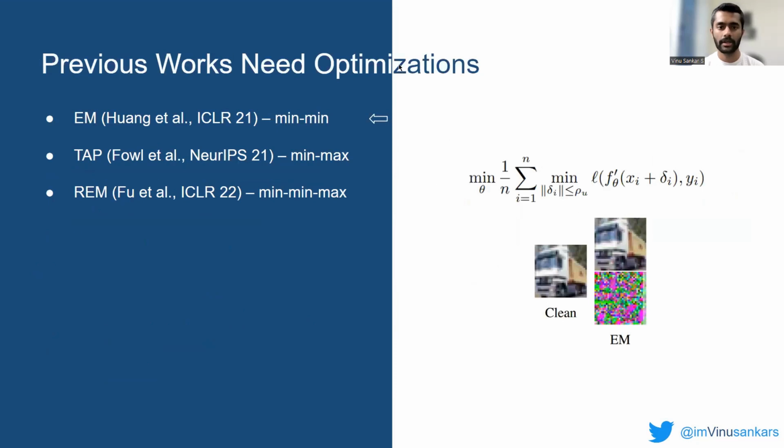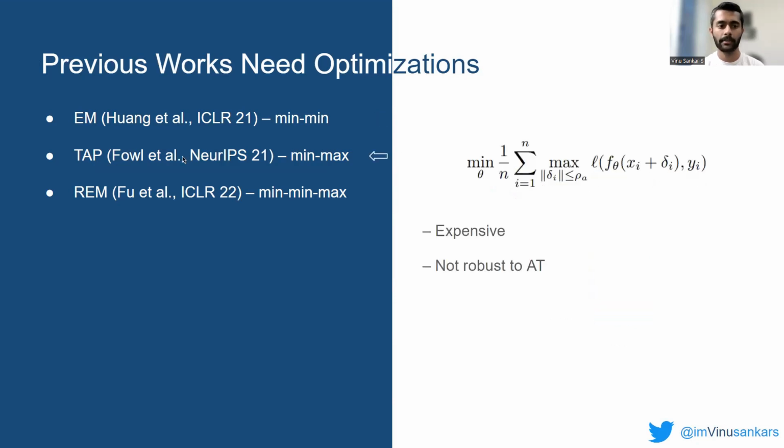Previous methods require nested optimizations for creating unlearnable images. Error minimization by Huang et al. proposed to use a min-min bilevel optimization for generating delta i's for each image xi that can be added in an imperceptible manner to generate unlearnable images. Fowl et al. proposed targeted adversarial poisoning that uses a min-max optimization. However, both these methods are expensive and not robust to adversarial training.